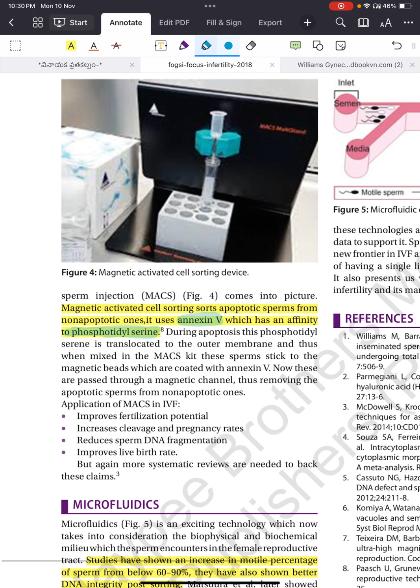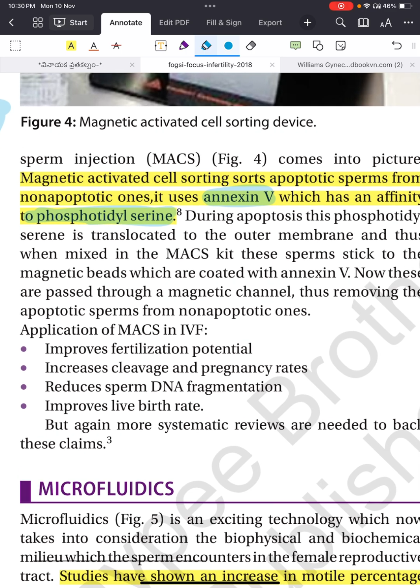I am expecting this question. They'll give this picture and ask what it is, whether it is microfluidics or what. It's MACS, that is the magnetic activated cell sorting device. The application of MACS in IVF is that it improves the fertilization potential, obviously, because we are selecting good sperms. It improves the cleavage and pregnancy rates. It reduces DNA fragmentation, obviously, since we are selecting the non-apoptotic ones. It also improves the live birth rate.